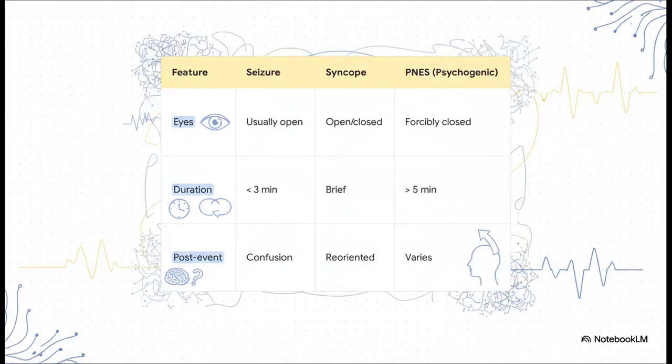Let's hit the highlights. First, look at the eyes. In a true epileptic seizure, the eyes are almost always open. But in a psychogenic non-epileptic seizure, or PNES, they're often squeezed shut. Big difference. Next up, duration. Most real seizures are pretty short, usually under 3 minutes. PNES can go on, sometimes way longer. And finally, what happens after? That postictal confusion is a huge flag for a seizure. With syncope or fainting, they usually pop right back to normal.